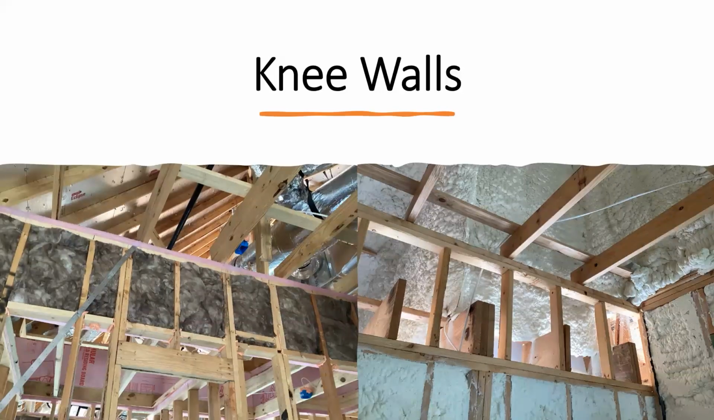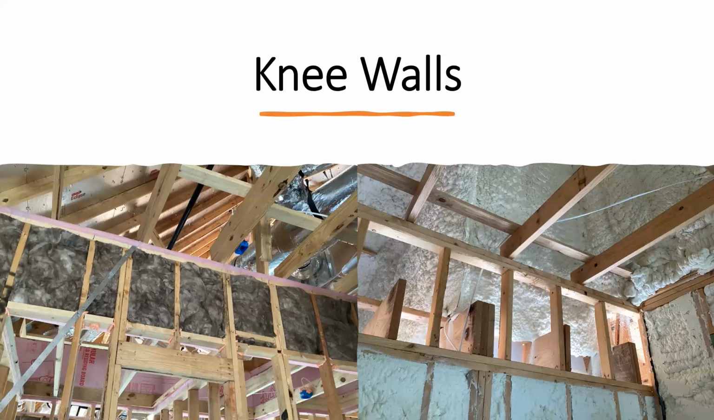Here we see the same kind of knee wall, but the one on the left is air sealed and insulated. The one on the right isn't. It doesn't have to be because the one on the right is in the encapsulated attic. It's in the building's thermal envelope. It doesn't have to be air sealed, doesn't have to be insulated.